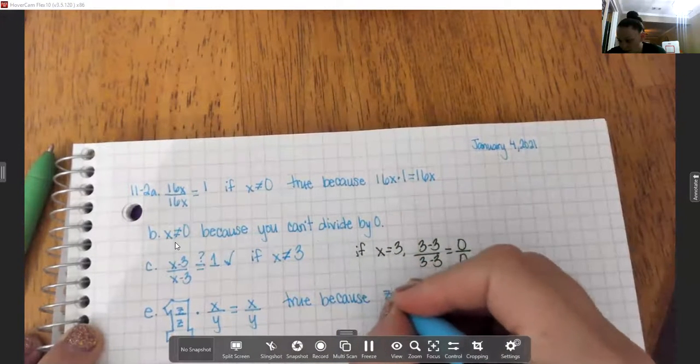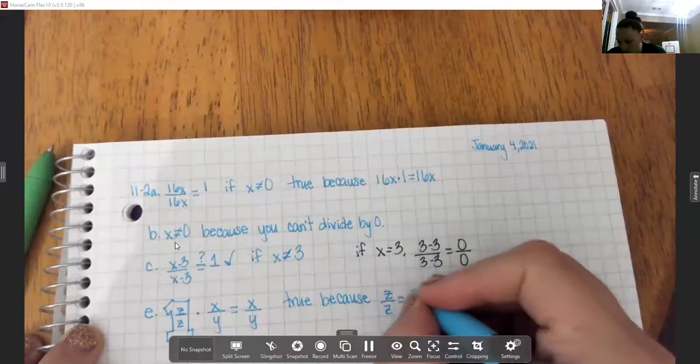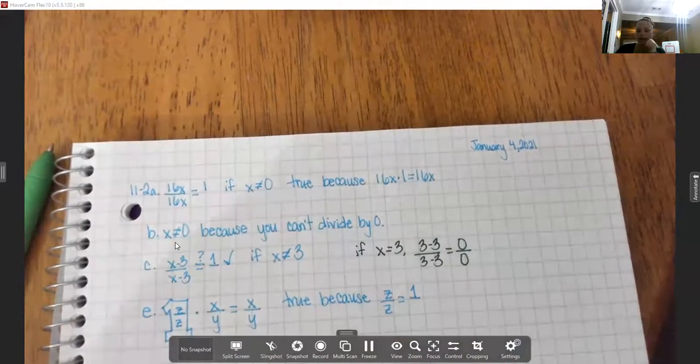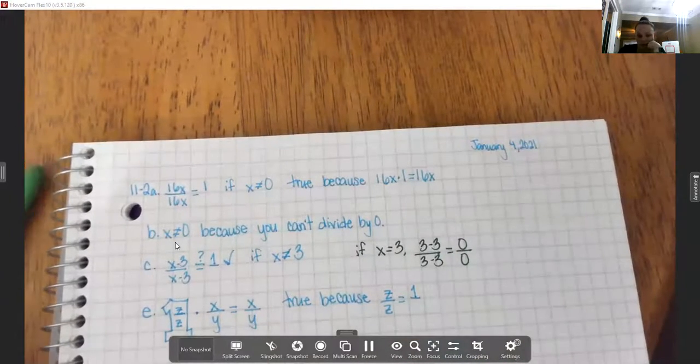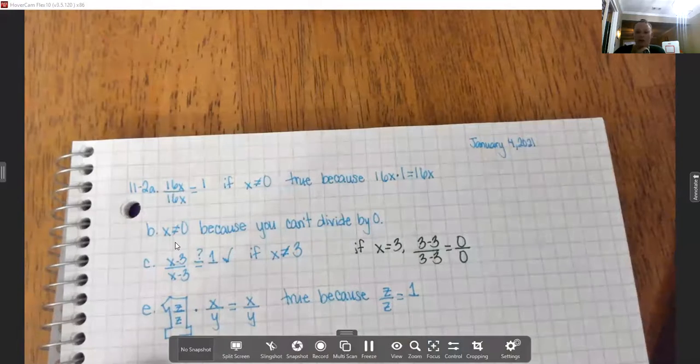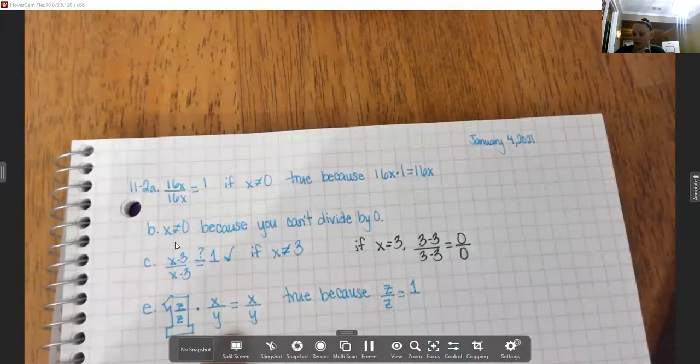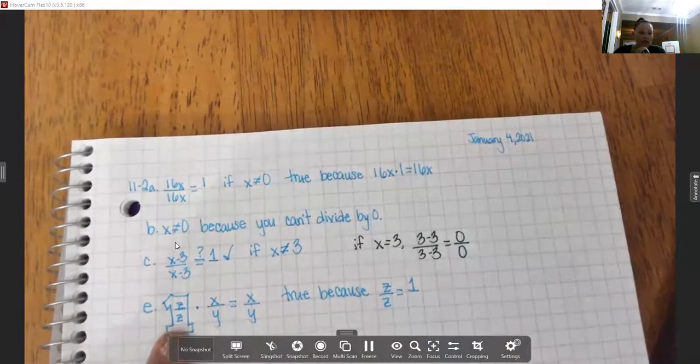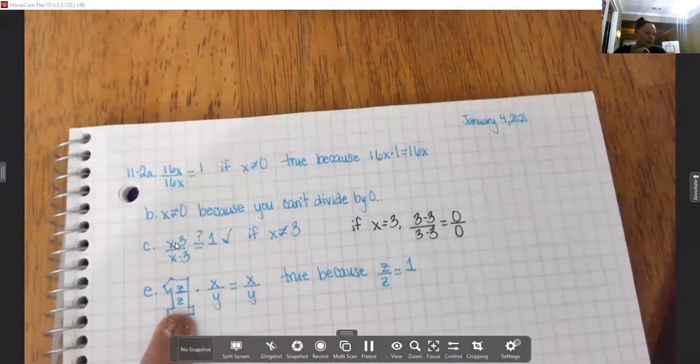This is true, because z divided by z is equal to 1. So again, this is just like a little review of the number 1 and everything we can do with it. Multiplying by the number 1 stays the same. This one just looks funny because it's z divided by z.